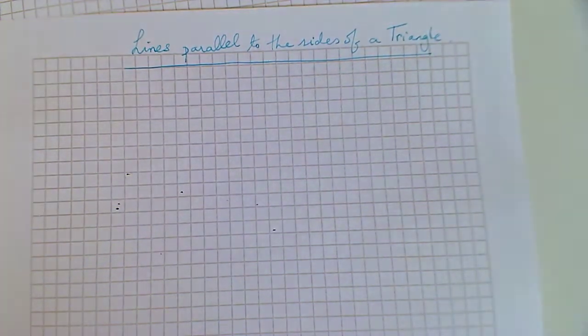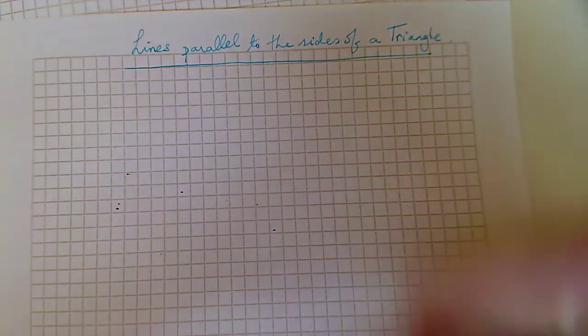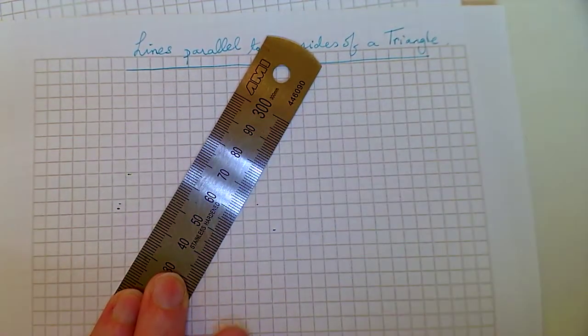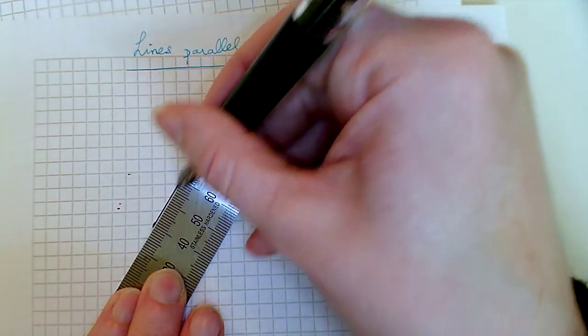Now, there are two theorems that follow quite quickly from our transversal theorem. And the first one is about lines parallel to the sides of a triangle. And maybe that sounds wrong, okay? Because we go, but triangle sides aren't parallel. Let's draw a triangle and I'll show you what I mean.